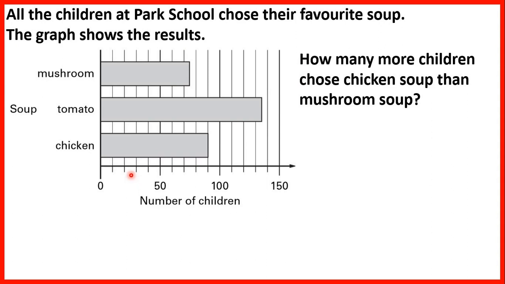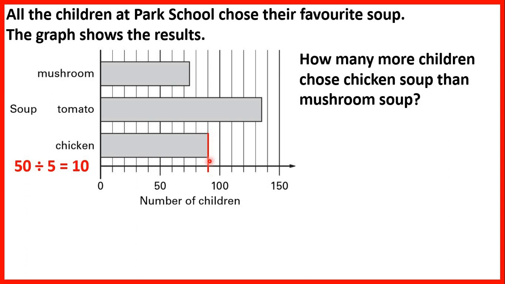So, to understand this bar chart, we need to know what each of these little lines represents. And to get from 0 to 50, we have 1, 2, 3, 4, 5 lines, and 50 divided by 5 is 10. So each little line is an increase of 10.